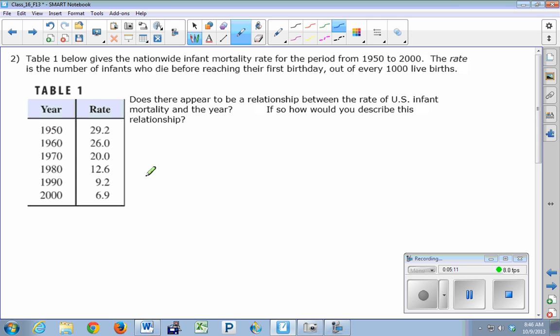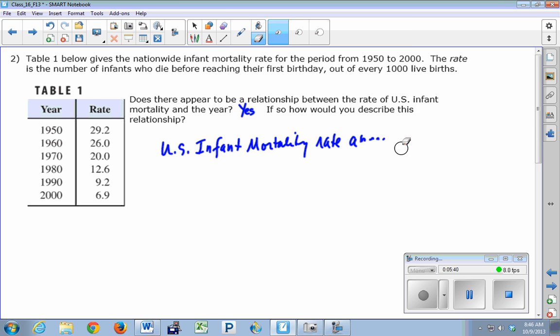Yes, no? Jonah? Okay, so he's saying yes, there does appear. Yes. And Jonah says, how would you describe this? He says the U.S. infant mortality rate appears to be decreasing. Or he said is. So let's make that statement more positive, more certain.